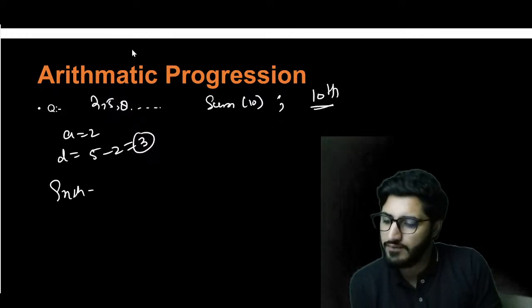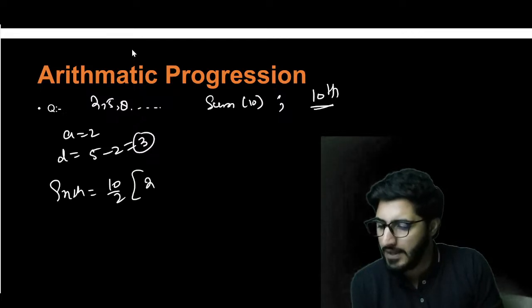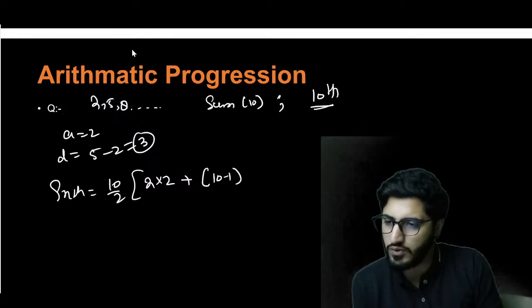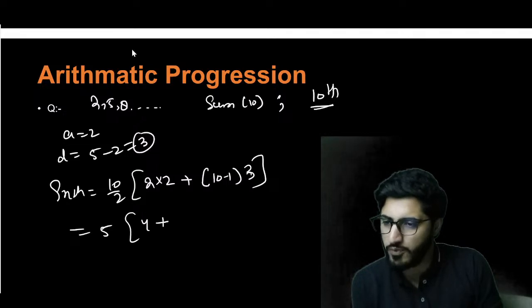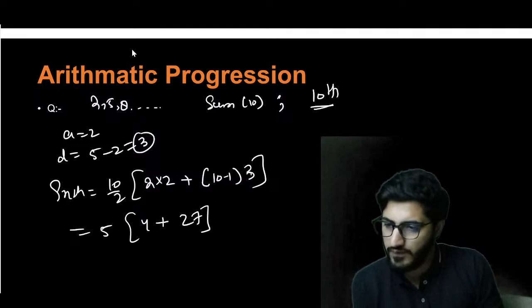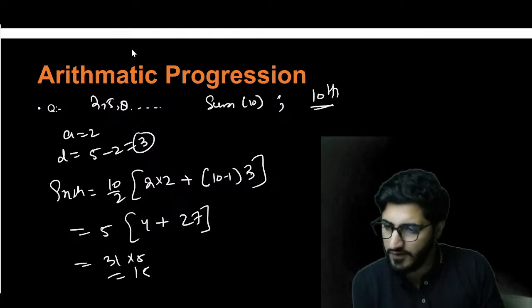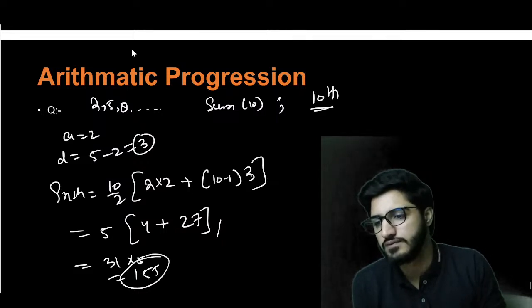Now, the sum of n terms is n by 2. N is 10, so I can write it as 10 by 2, times 2 times A, that is 2 into 2, plus n minus 1, that is 10 minus 1, into common difference D, which is 3. So it will become 4 plus 27, that is 31, into 5. I think it is 155. So the sum of the first 10 terms is 155.